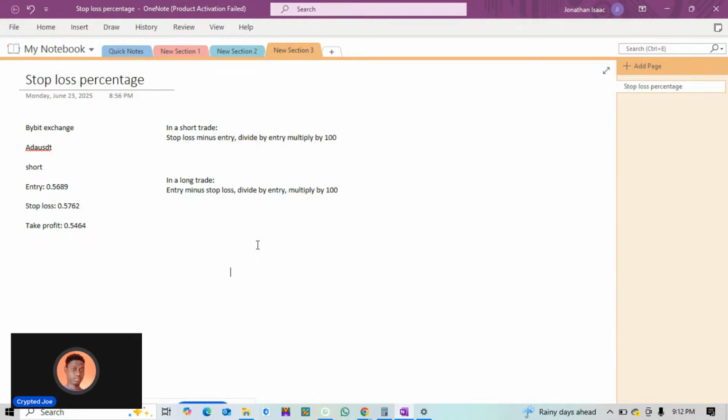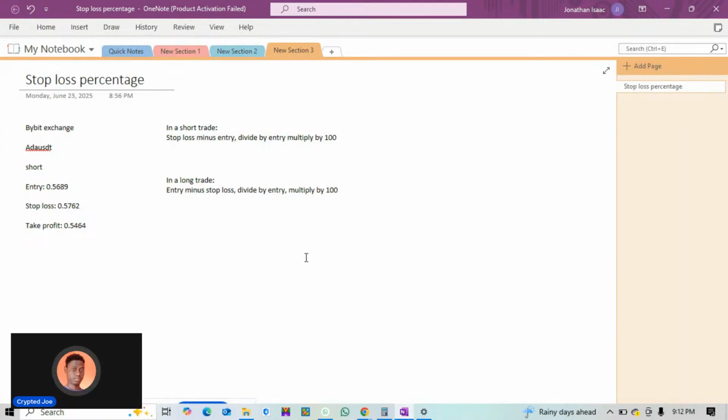It will give you a very long digit. So for both calculations, you pick the first two digits after the decimal point. So if it gives you 5.626578, your stop loss percentage is 5.62.